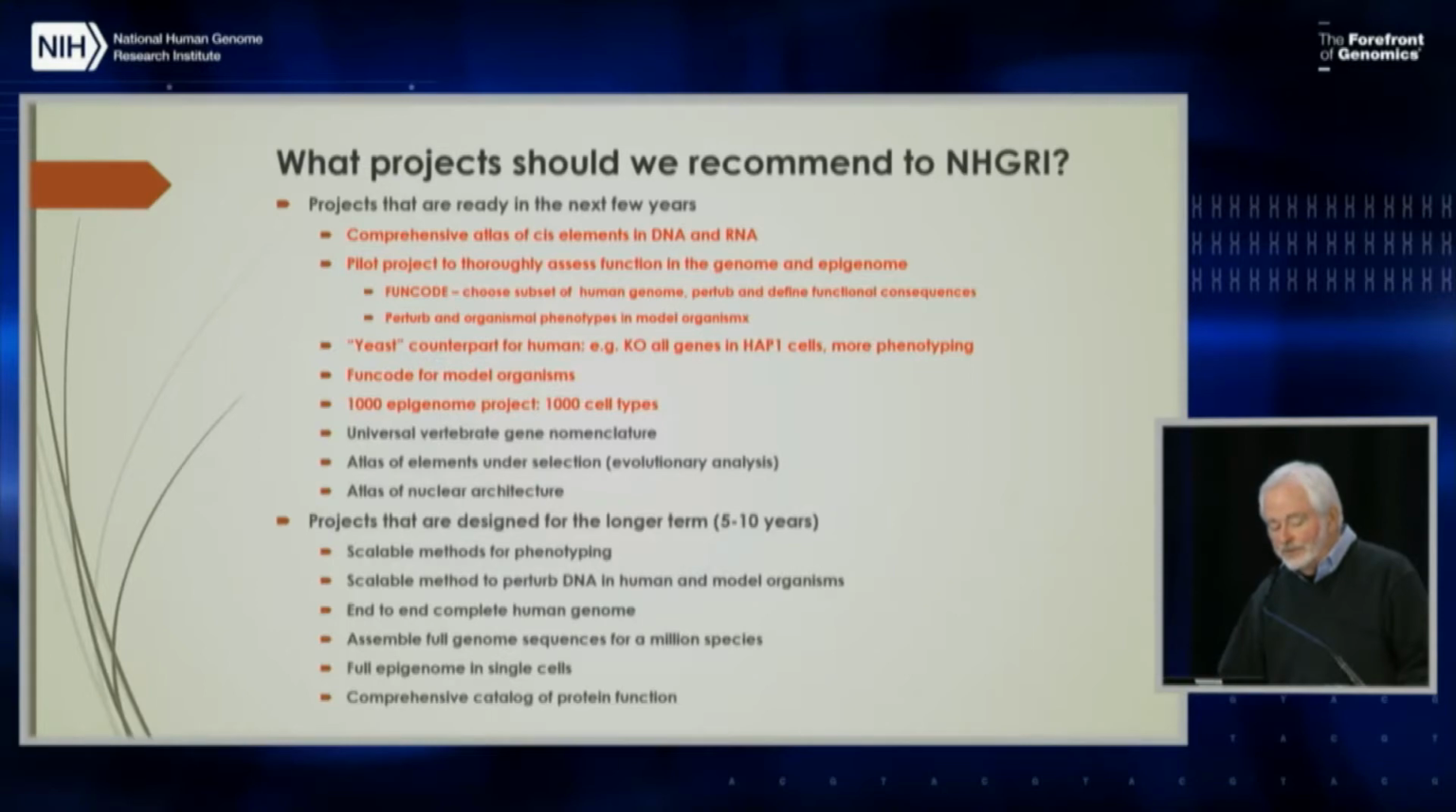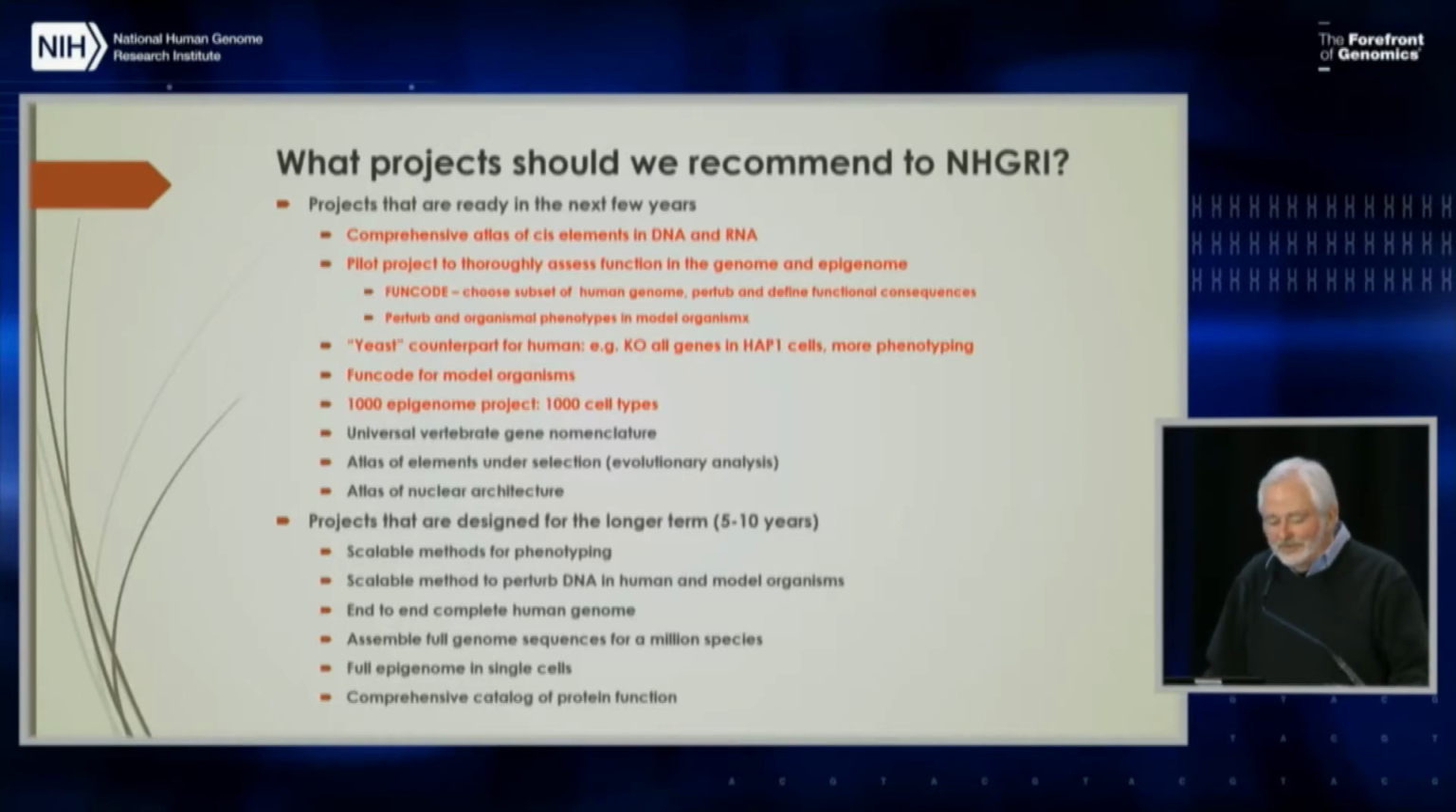Oh, this has come up in multiple contexts already, but there's tremendous power in evolutionary analyses, and you certainly could come up with an atlas of elements that are under purifying or under positive selection, depending on how you do the assessment. This next one, there's a lot of richness in this, and we just covered it very lightly, but as you know, there's a huge amount of information we can learn from the nuclear architecture, and an atlas of that in multiple cell types would be really, really beneficial. Those are short term. Long term.